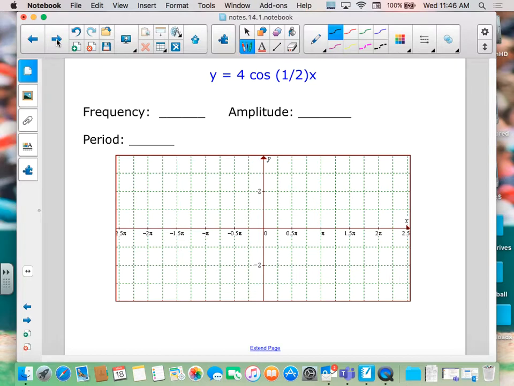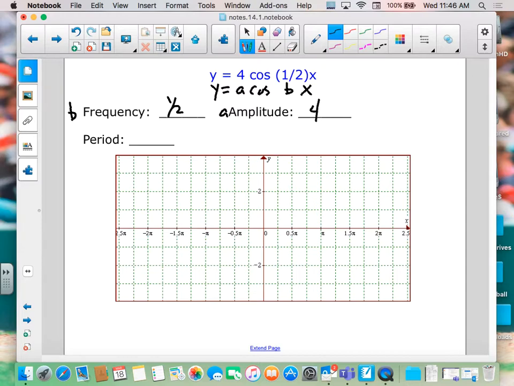All right, here's another cosine. Now we've got both things going on. Can you handle it? I know you can. Y equals A cosine Bx. A is the amplitude. This one, a little fun, we get to go up 4. B is the frequency, 1/2 this time.